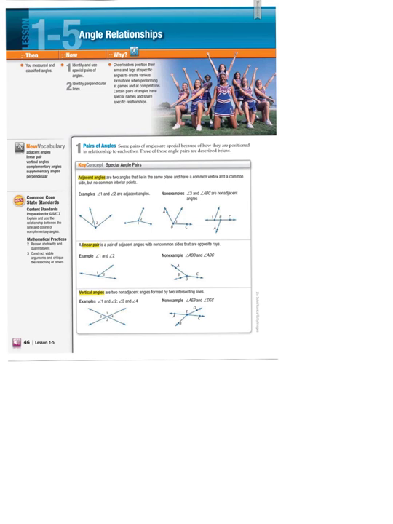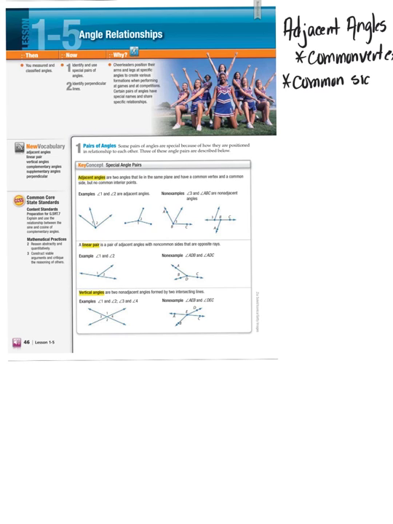Okay, first of all, we want to talk about adjacent angles. Adjacent means side by side, doesn't it? You've probably heard the word adjacent before. Adjacent, next to. But with adjacent angles, we have angles that must have a common vertex and they also must have a common side between them.